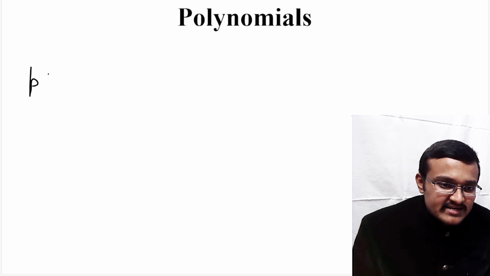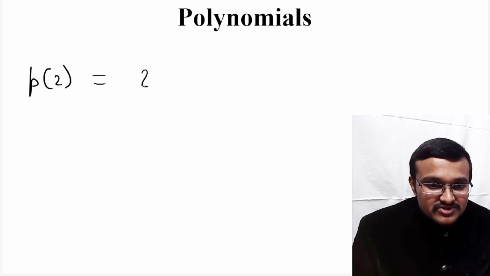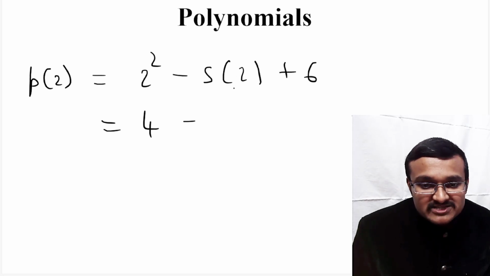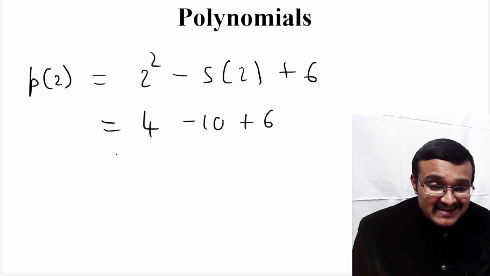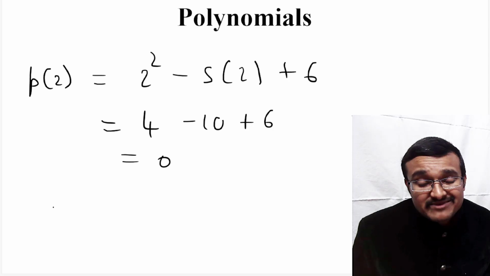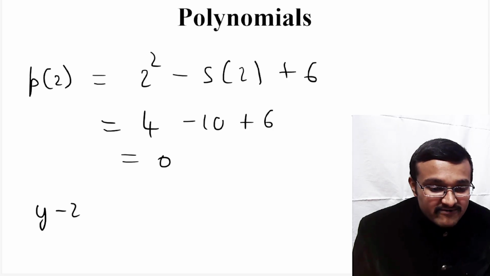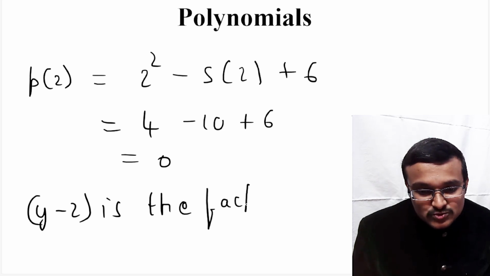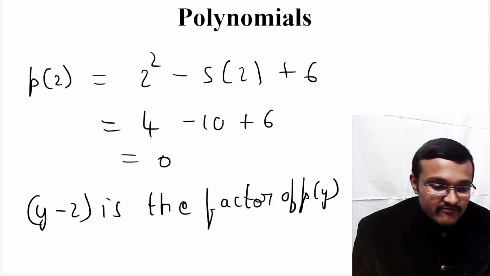Now we will try p of 2, because 2 is a factor of 6. So 2 square minus 5 into 2 plus 6. 2 square is 4, minus 5 into 2 is 10, plus 6. So 6 plus 4 is 10, and 10 minus 10 is 0. So that means y minus 2 is a factor of p of y.